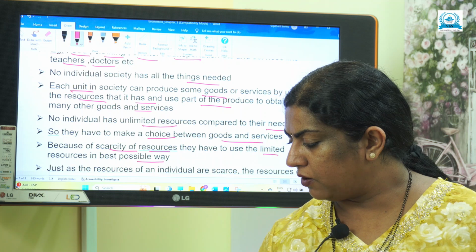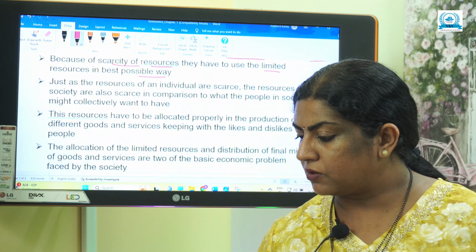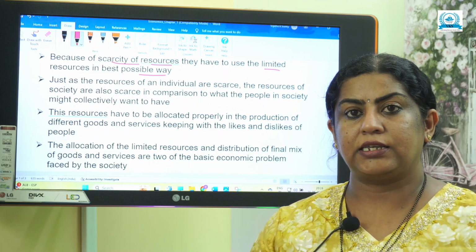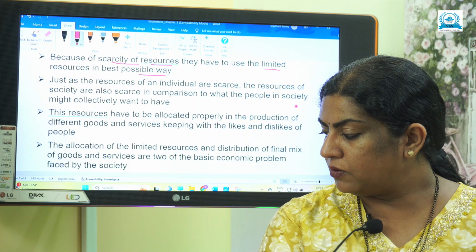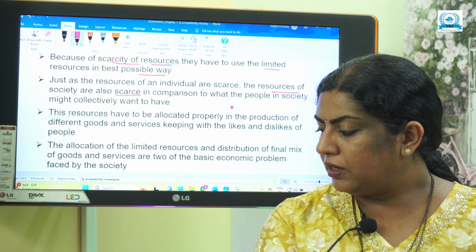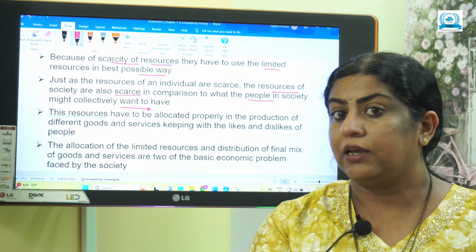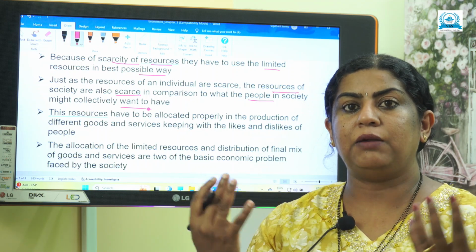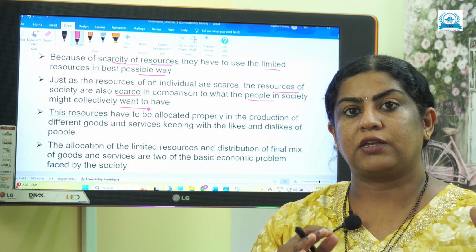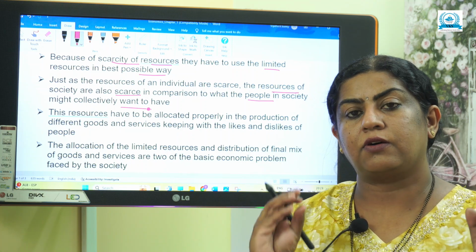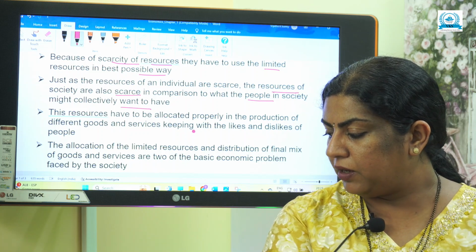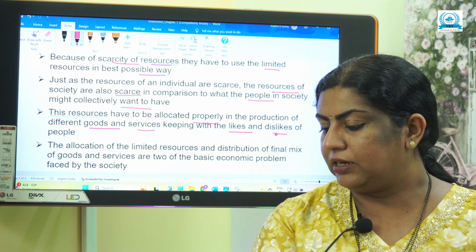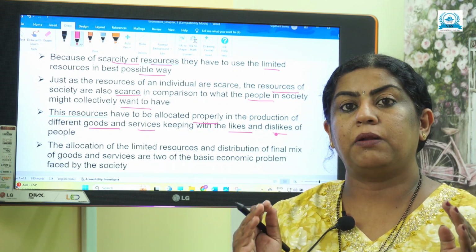Just as the resources of individuals are scarce, the resources of society are also scarce. Considering the individual, the resources are scarce, needs are unlimited. Same like that, the resources of society are also scarce in comparison to what the people in society might collectively want to have. So when it comes to society, the wants will be collective. Collectively people will want something. But in society also, the resources are scarce or limited. These resources have to be allocated properly in production of different goods and services, keeping with the likes and dislikes of the people. So here also the problem of choice comes.